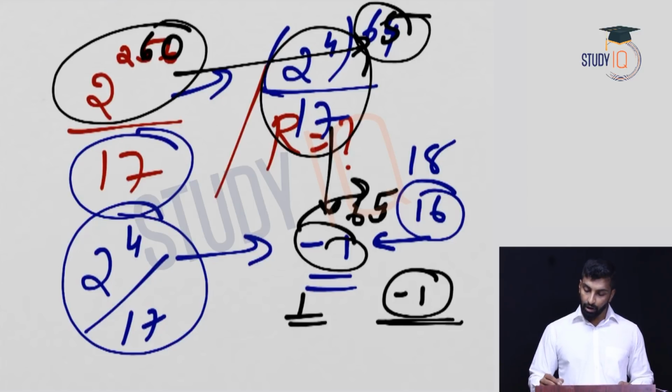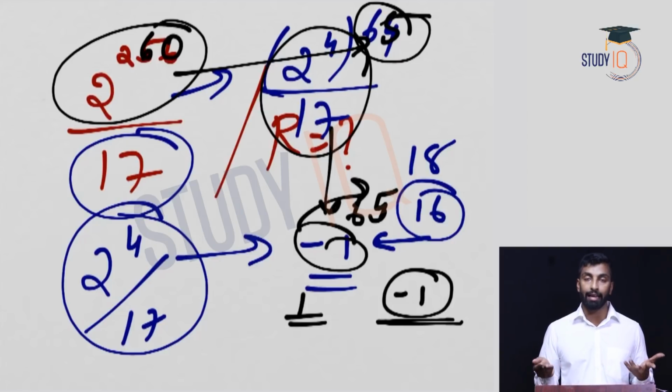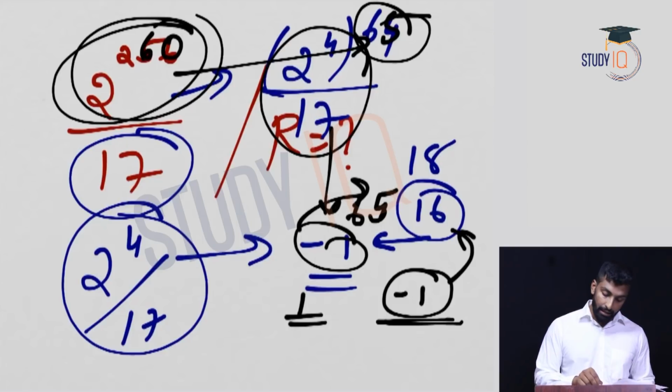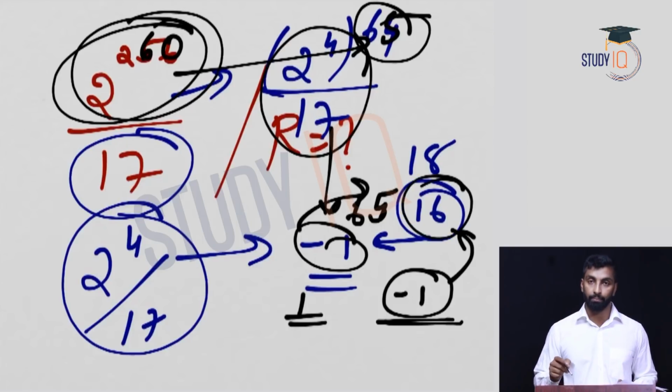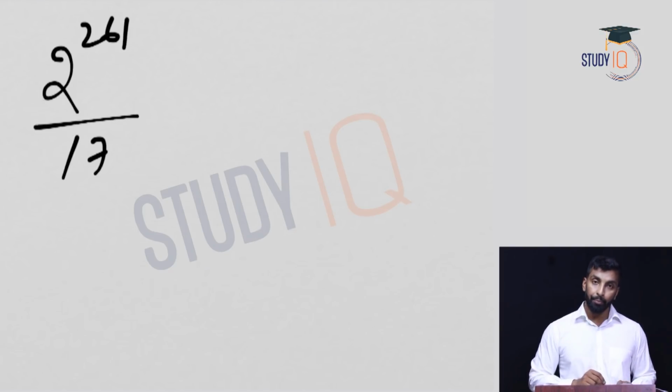So minus 1 will not be there in your options because there is no possibility of getting a negative remainder, right? You cannot get a negative remainder. So you need to convert it to 16. So if it is 2 raised to 260, your answer is 16. Basically minus 1 is the answer, and you will convert it into the real number which you need to get from the options, right? 16 is the answer.